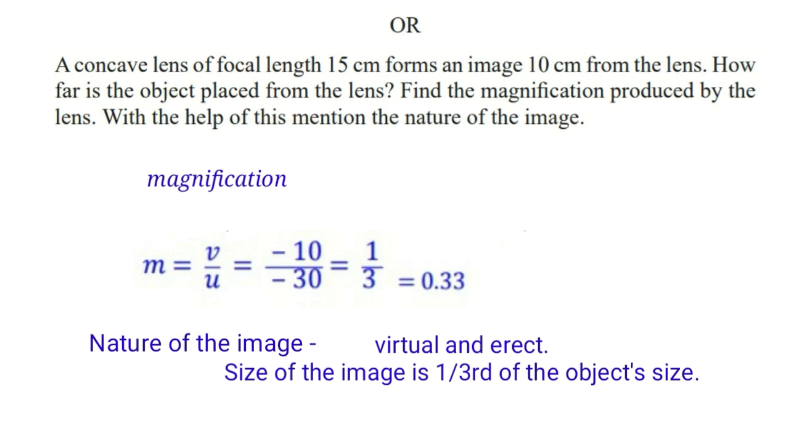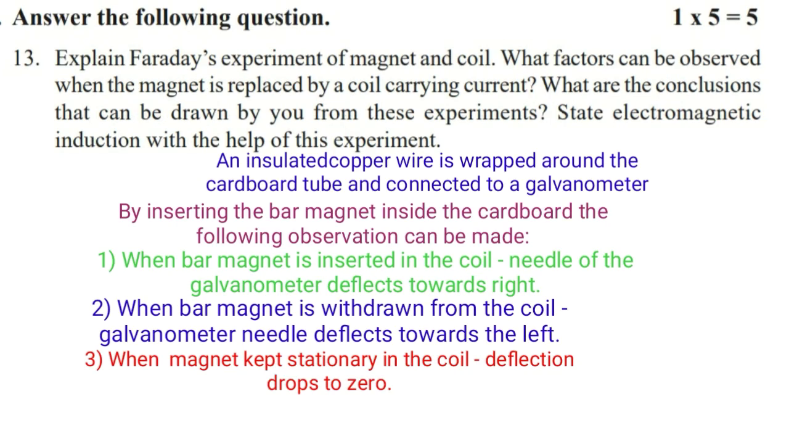Now, next part is nature of the image. Here, nature of the image is virtual and erect. And for the size of the image, we are getting 1 by 3. So, size of the image is 1 by 3rd of the object's size. Next question. It is 5 marks question.